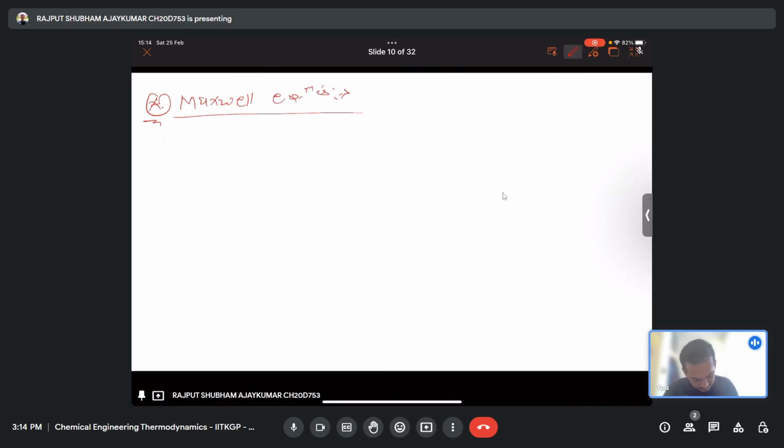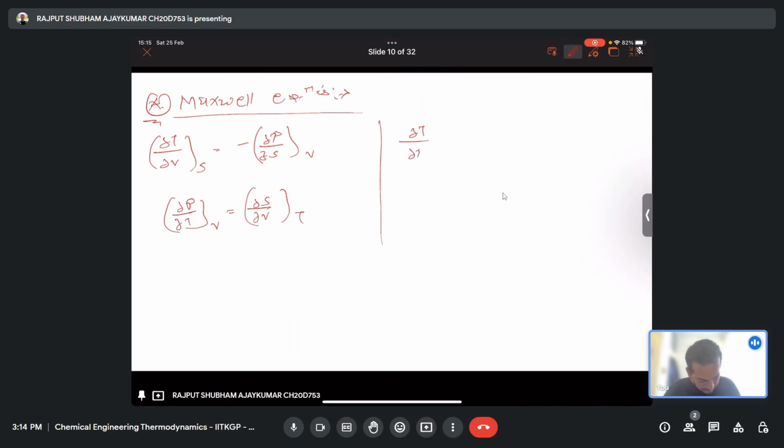So there are four different relationships: del T by del V at S equal to minus del P by del S at V, del P by del T at V equal to del S by del V at T, del T by del P at S equal to del V by del S at P, and del V by del T at P equal to minus del S by del P at T. So these are the Maxwell equations.